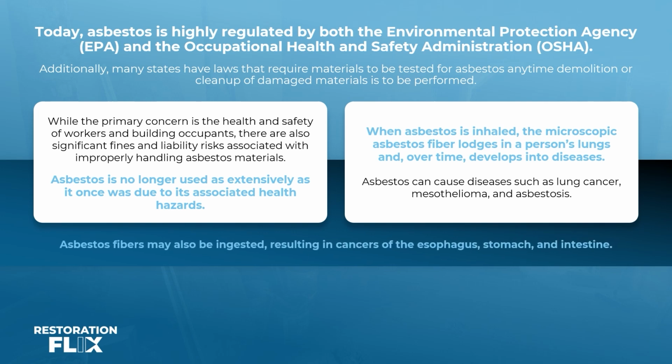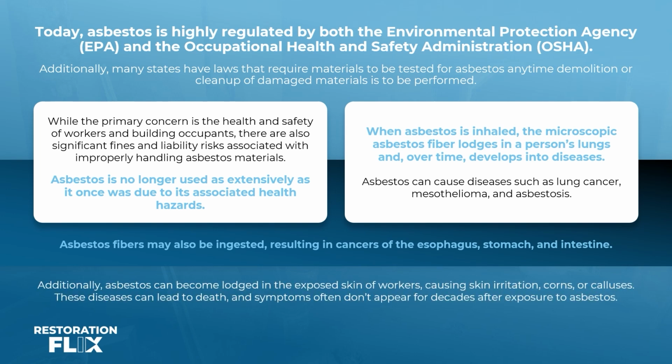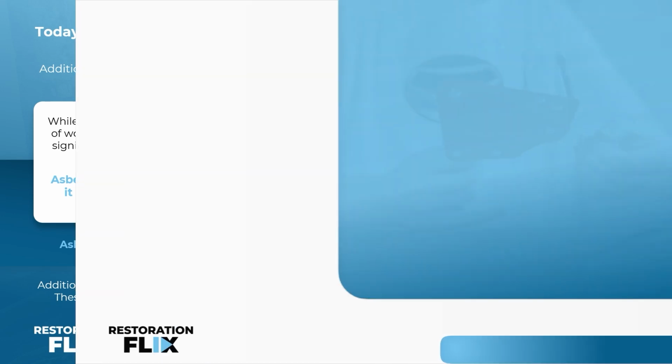Asbestos fibers may also be ingested, resulting in cancers of the esophagus, stomach, and intestine. Additionally, asbestos can become lodged in the exposed skin of workers, causing skin irritation, corns, or calluses. These diseases can lead to death, and symptoms often don't appear for decades after exposure to asbestos.